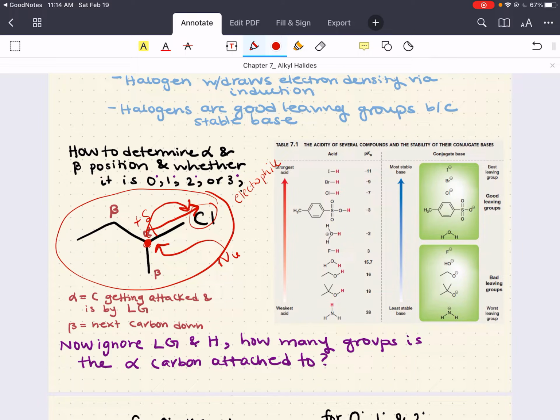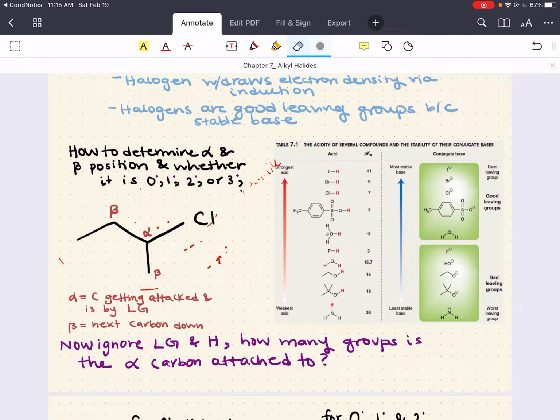Now, the second question before we get into SN2 in more detail is, how do we locate, when looking at an alkyl halide, alpha and beta positions? This is going to prove to be important for us to know. So how do we assign alpha and beta positions on an alkyl halide? And then how do we assign the alpha position to be primary, secondary, or tertiary, and so forth for the beta position? So let's look at our alkyl halide here again.